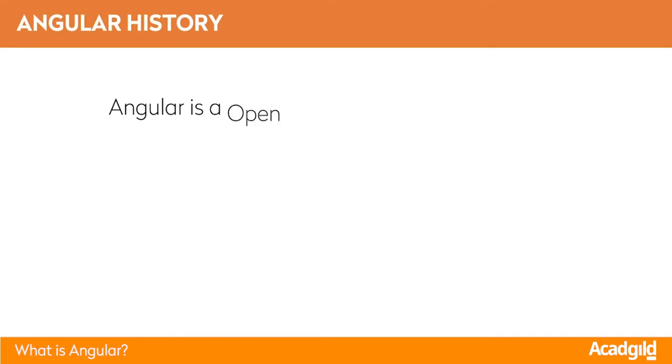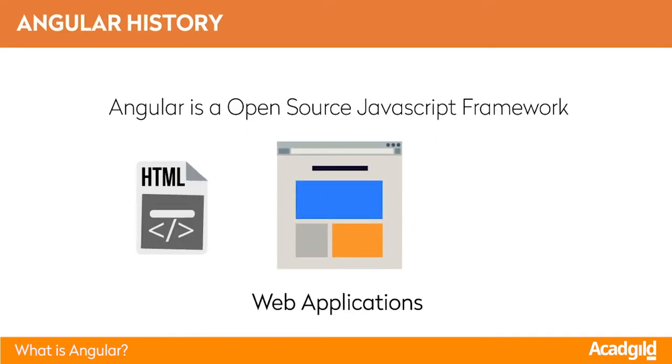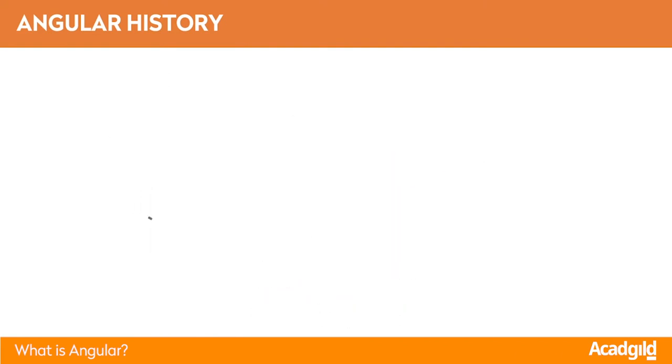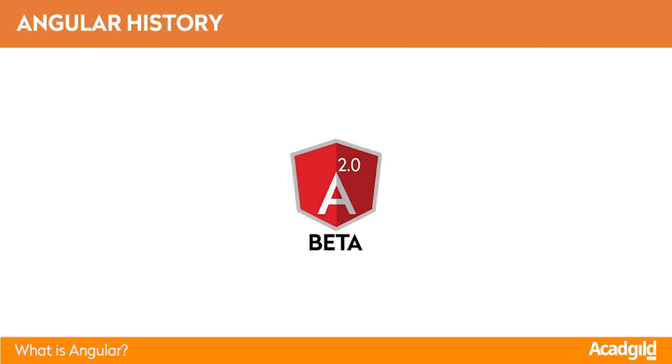Angular 2 is an open-source JavaScript framework which is used to build web applications in HTML and JavaScript. It has been conceived as a mobile-first approach. The beta version of Angular 2 was released in March 2014.